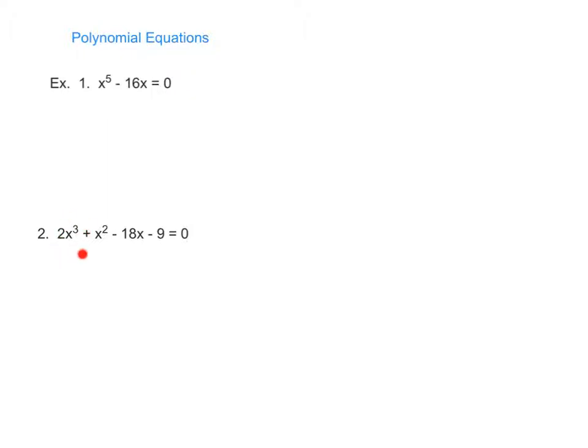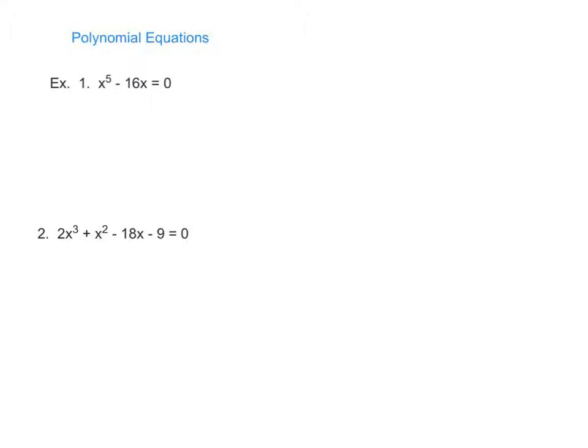And in this one, my degree is 3, so I should be coming up with 3 solutions. So let's look at a couple examples here. I've already got both of these examples set to 0. You do want to set your polynomial equations equal to 0 right from the start. And really the best way to go about these is just try to factor. These are set up to factor. We are not going to do the ones that are not factorable, where you have to use the root and the synthetic division.